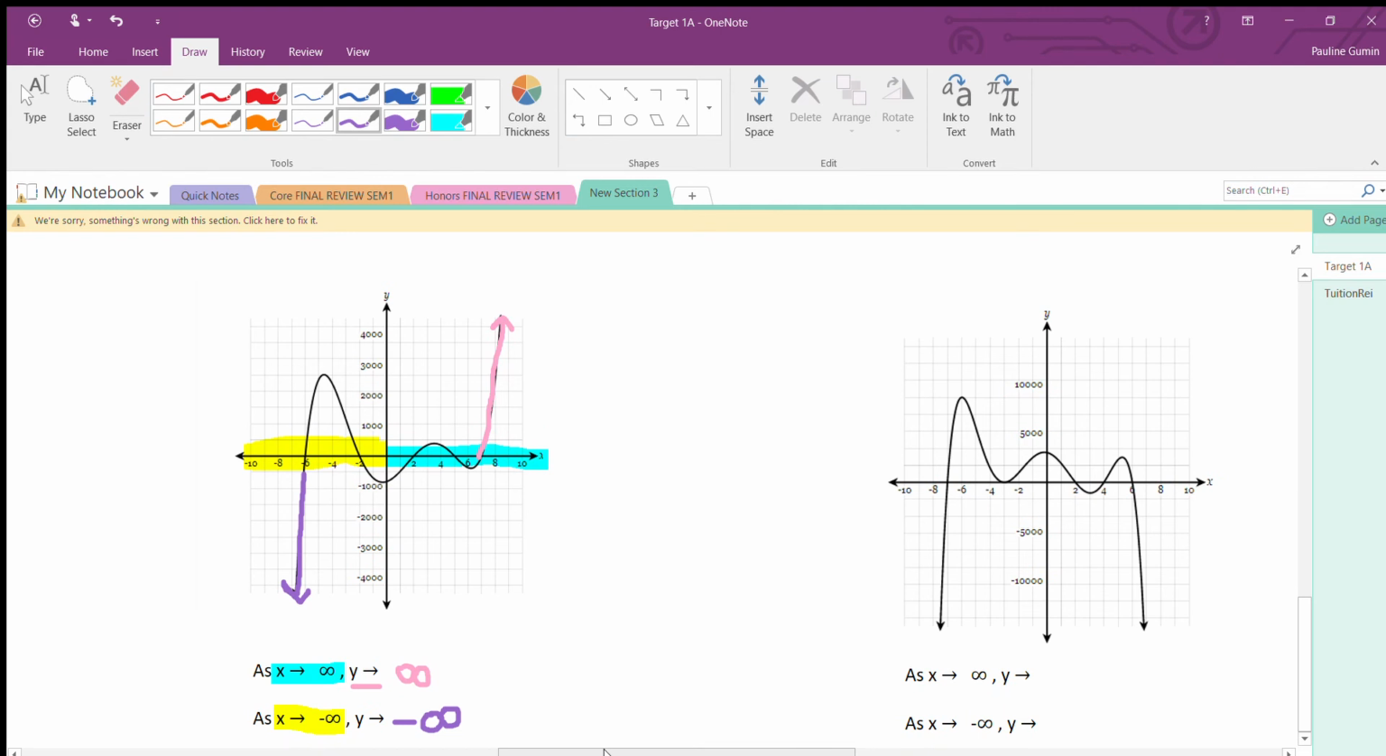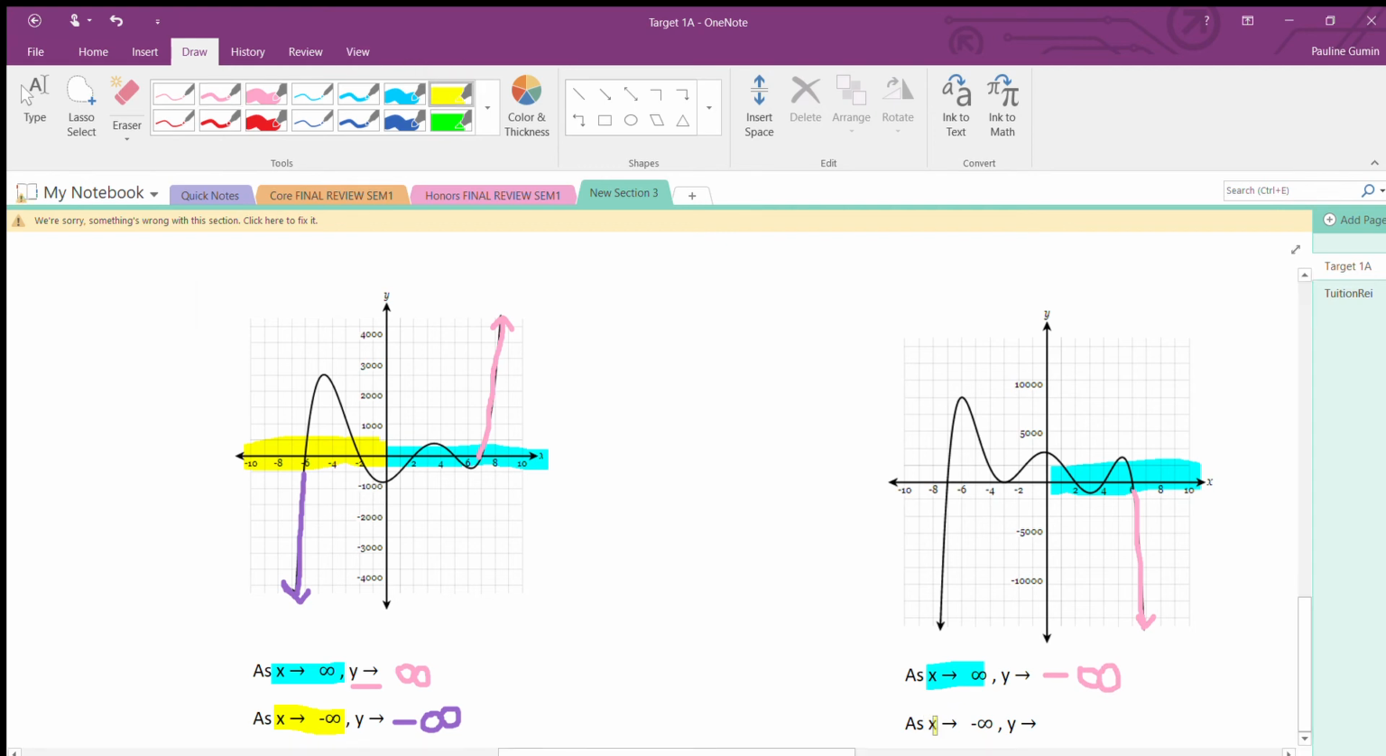Let's do the same thing on this graph. First, we have x approaching positive infinity, which is on the right-hand side. So let's take a look at the right arm. The right arm is pointed downwards, so y is approaching negative infinity.